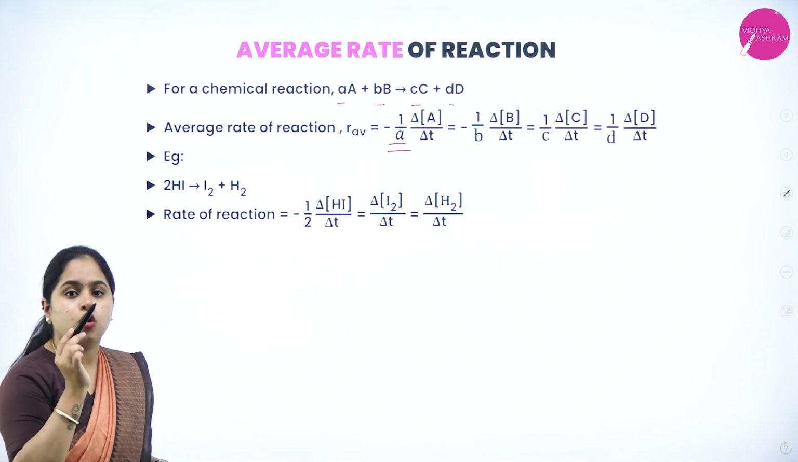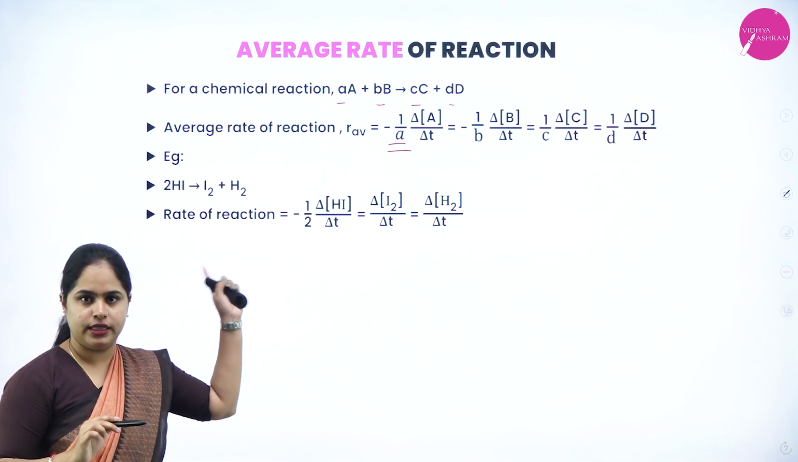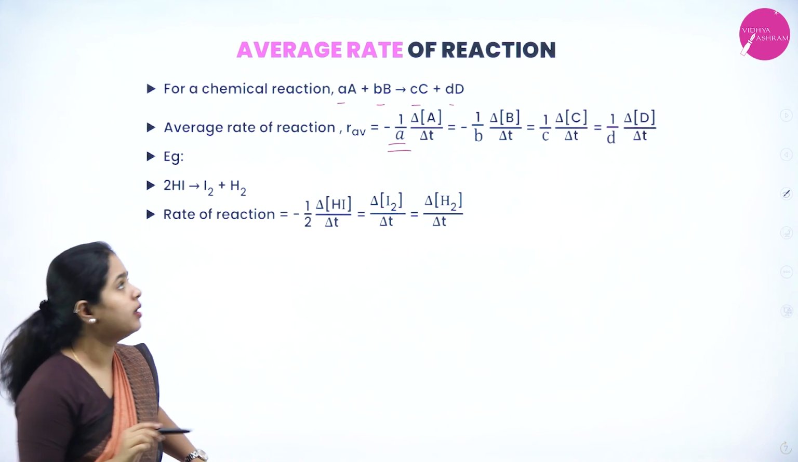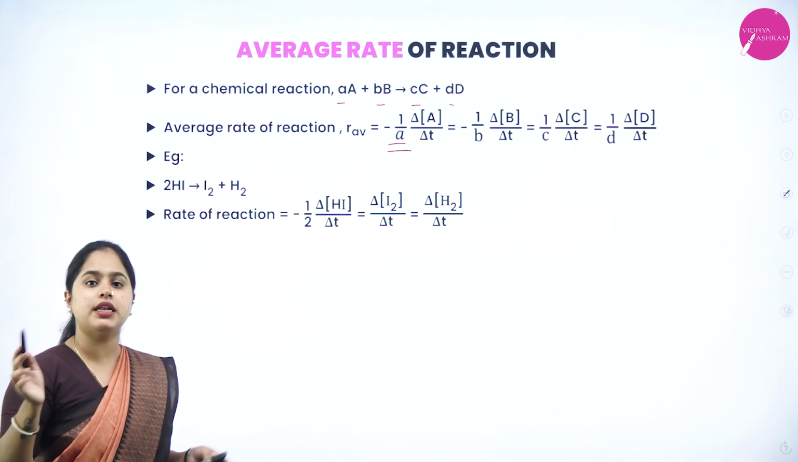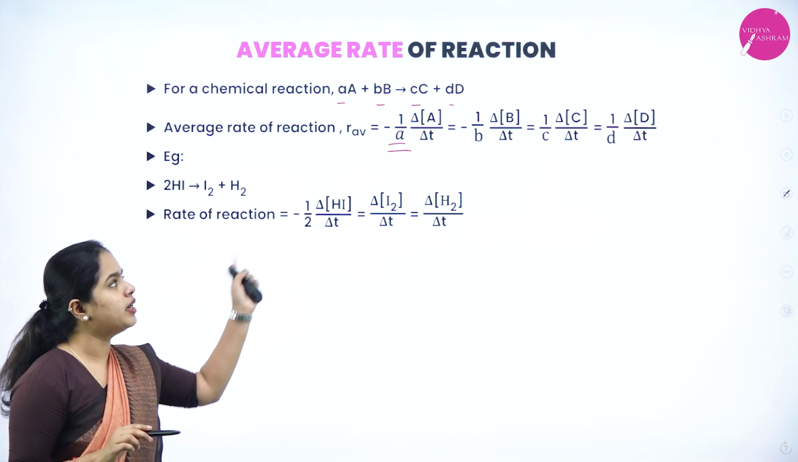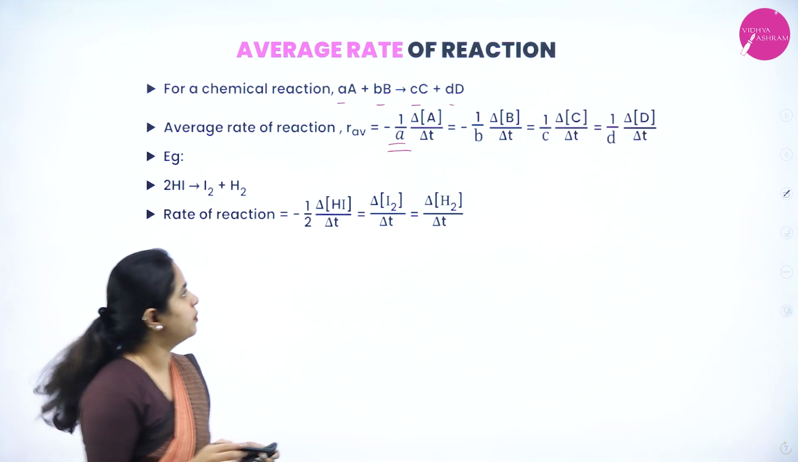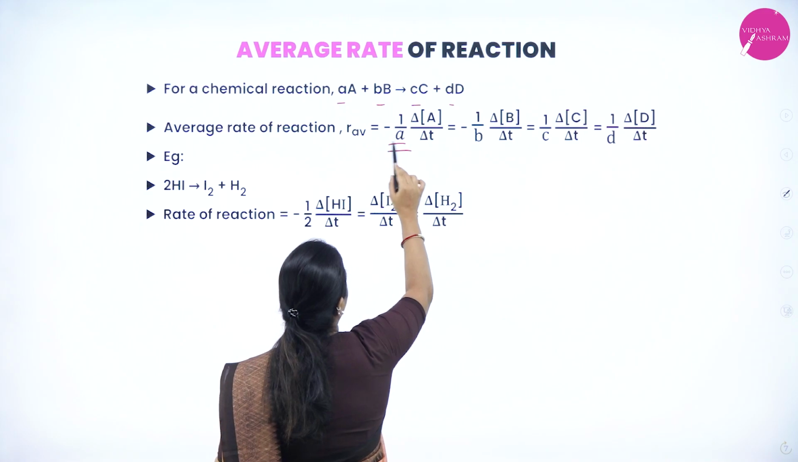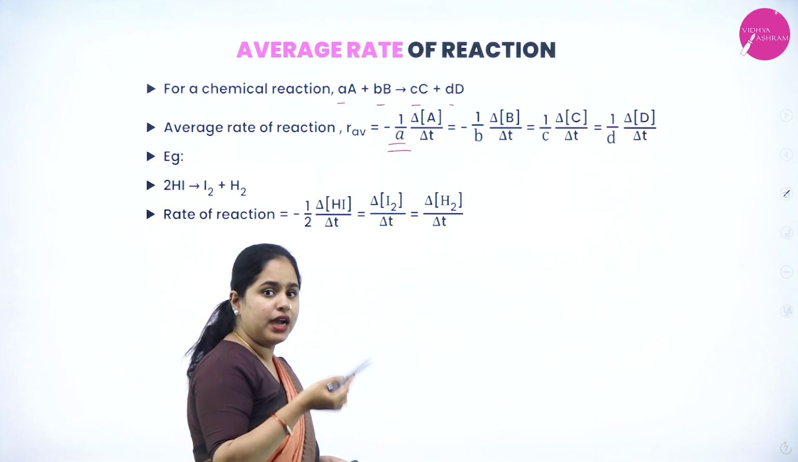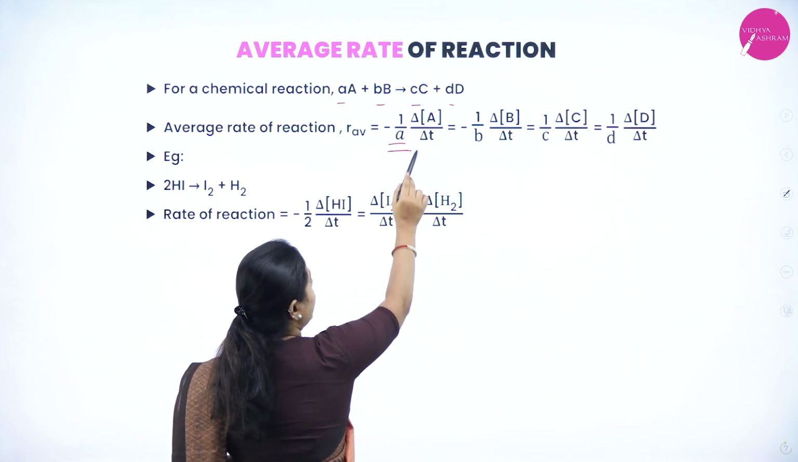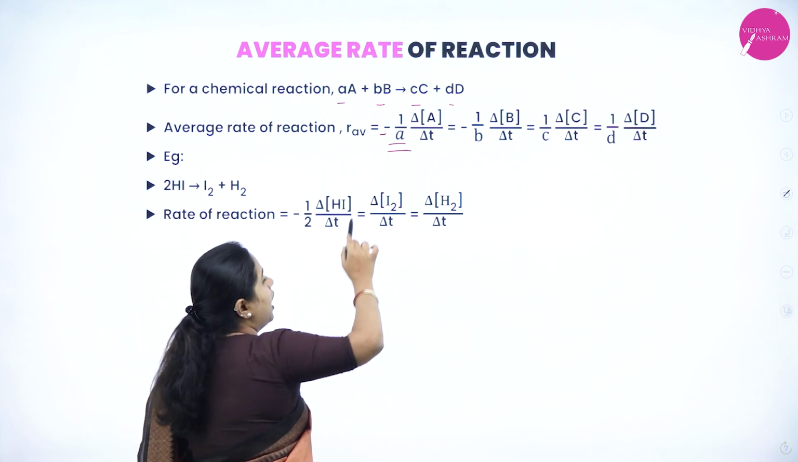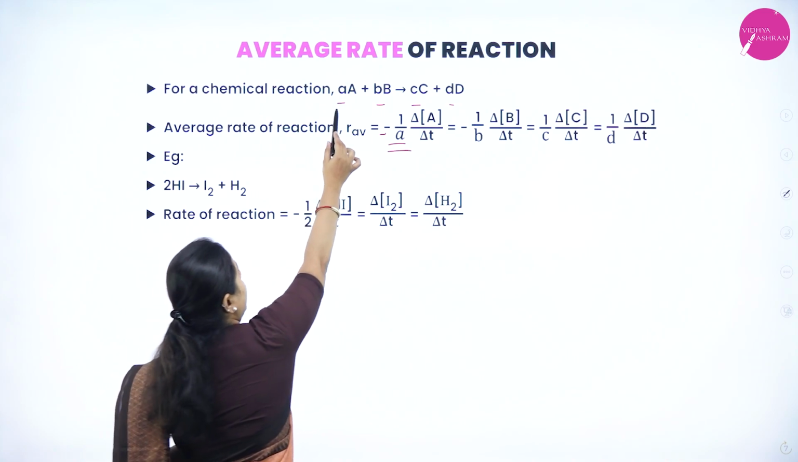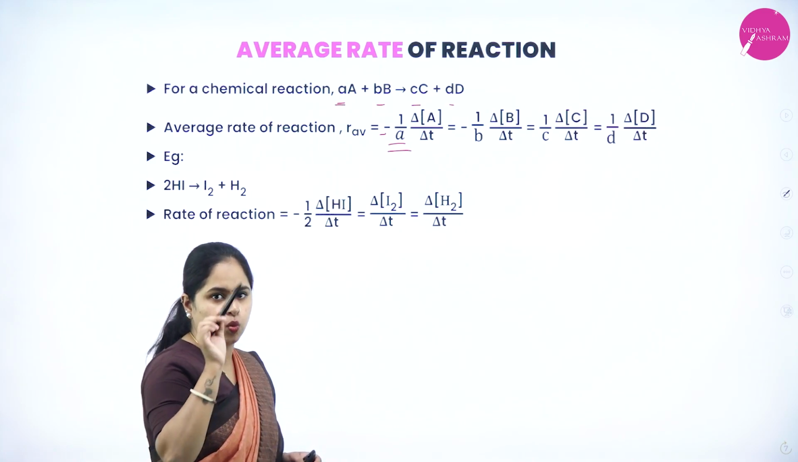Okay, so the coefficients of these reactants and products. See, coefficient means the small a, b, c and d. That should be taken in inverse and multiplied with the average rate. That means it will be minus 1 by a, delta A by delta T. It is reactants, that is why this minus sign. And what do you do with the coefficient? This a, you have to take the inverse of that, 1 by a.